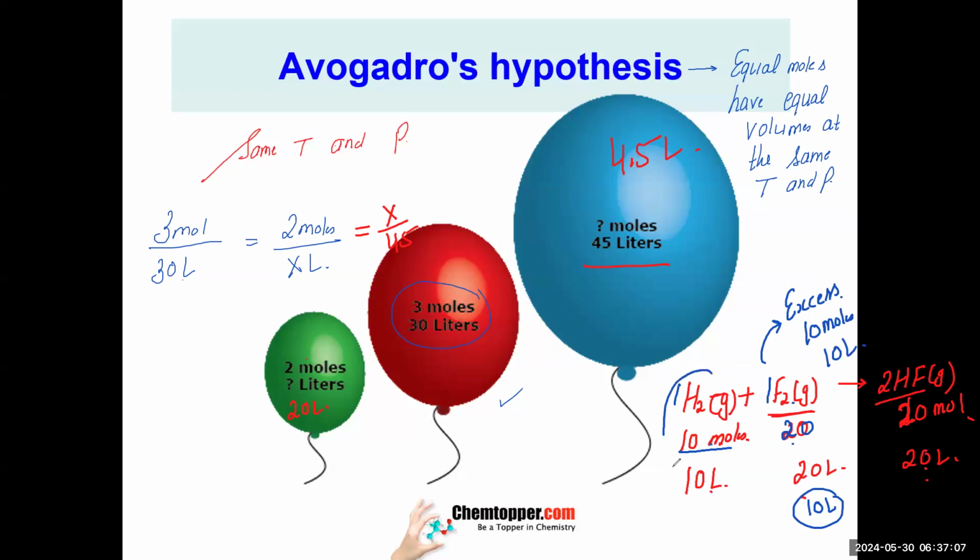What will happen to H2? H2 will become 0. What happens to HF? How much HF is formed? That you are going to decide from H2 only, because this is the limiting reactant. So king of the calculation is always the limiting reactant.